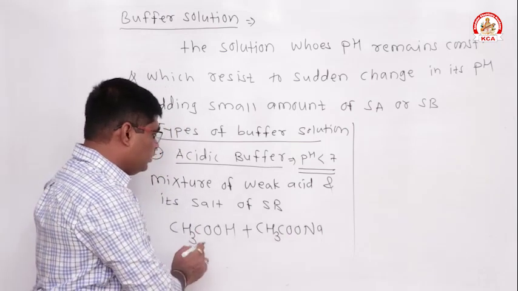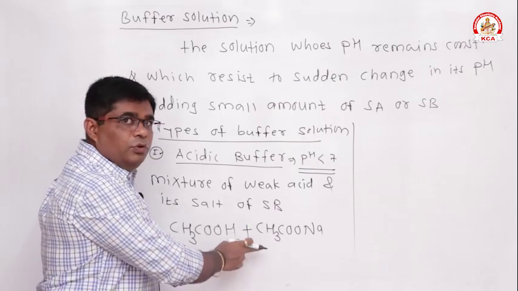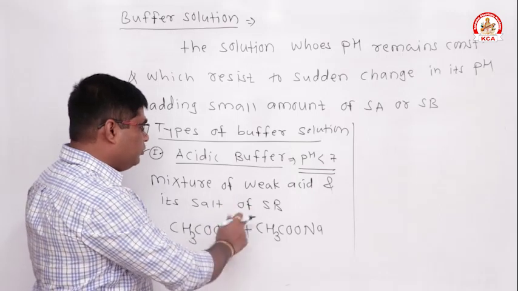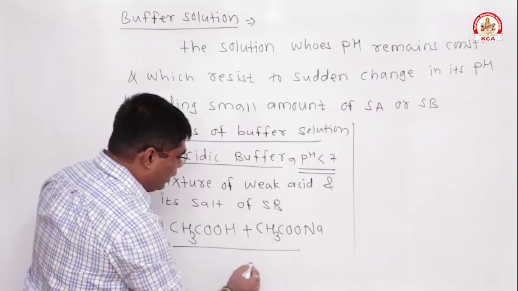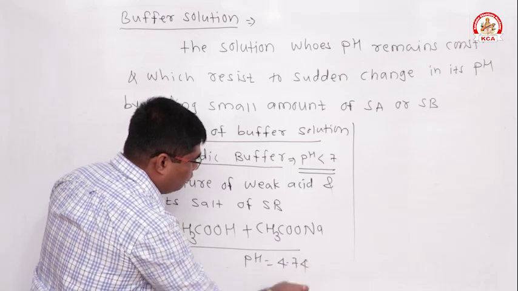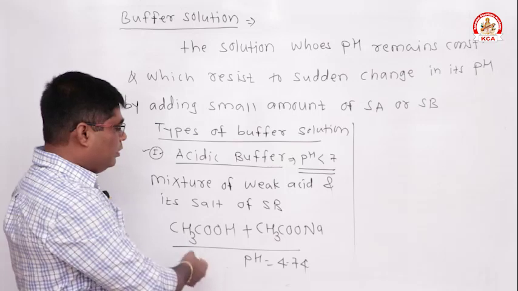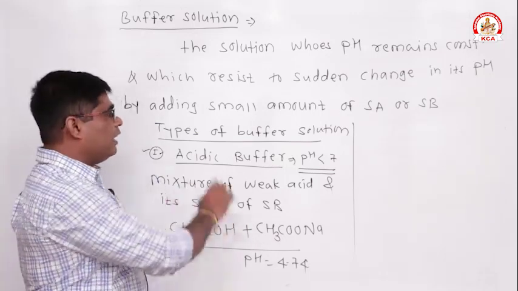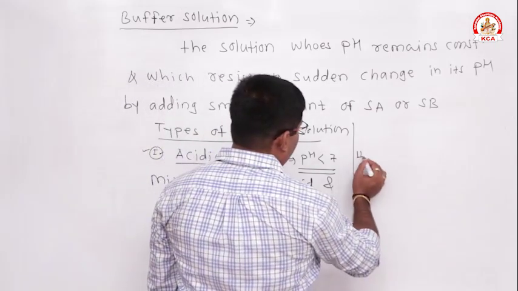Acetic acid is the weak acid. Sodium acetate is the salt of weak acid with its strong base, and this buffer is known as the acidic buffer. The pH of this buffer solution is 4.74, which is less than 7, and therefore it is called an acidic buffer. Then the second type of buffer is the basic buffer.